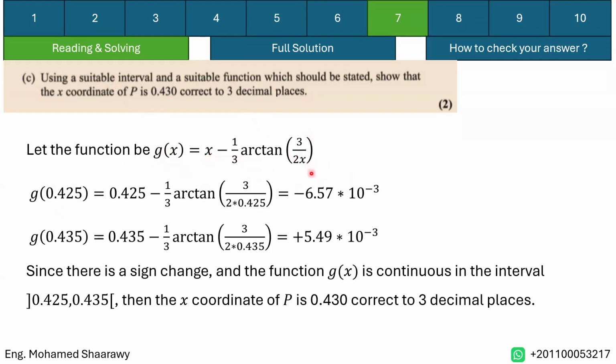And don't forget our goal. Our goal is to find the x which makes this expression equal to 0. Okay, g of 0.425, which is the lower limit of this, gives me a very small negative number. And g of 0.435, which is the upper bound of this, gives me a very small positive number. So since there is a sign change, and the function g of x is continuous in this interval, which is 0.425 and 0.435, then the x-coordinate of P is 0.430 correct to 3 decimal places, which is a correct solution for this function.